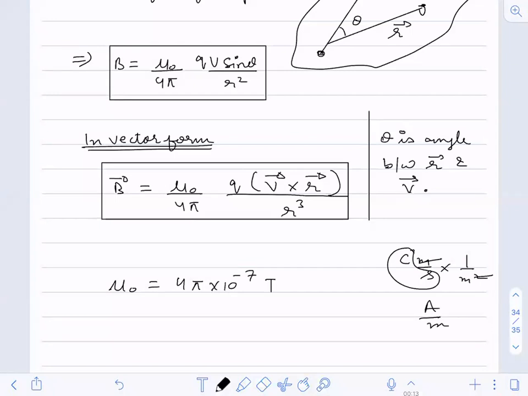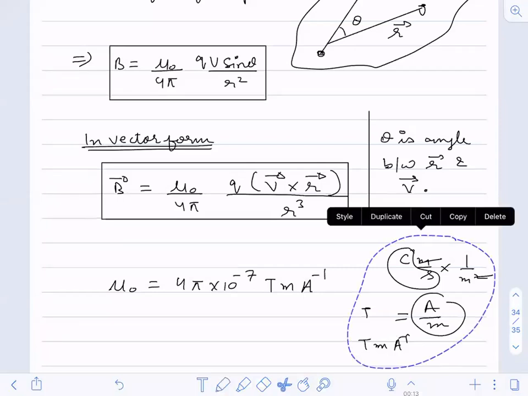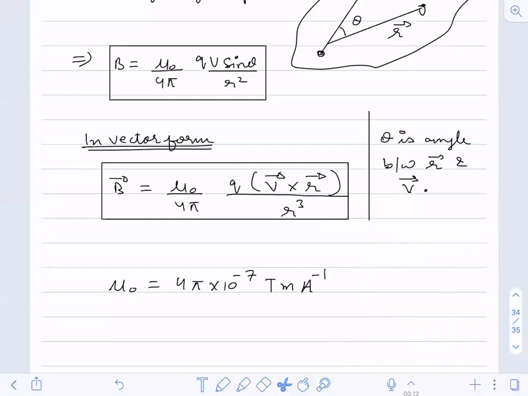This will be there, and this side I was having Tesla, so this will become Tesla meter per ampere. This will be the SI unit of mu. Is it clear to everyone?